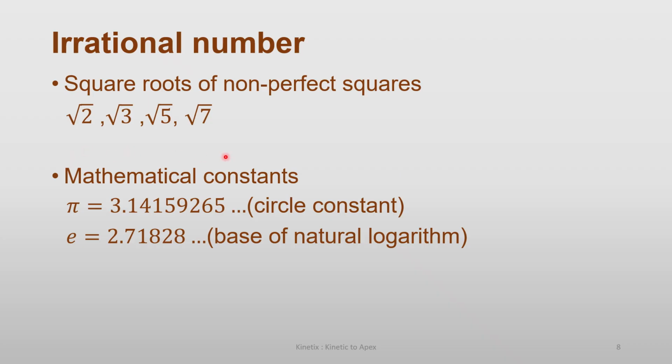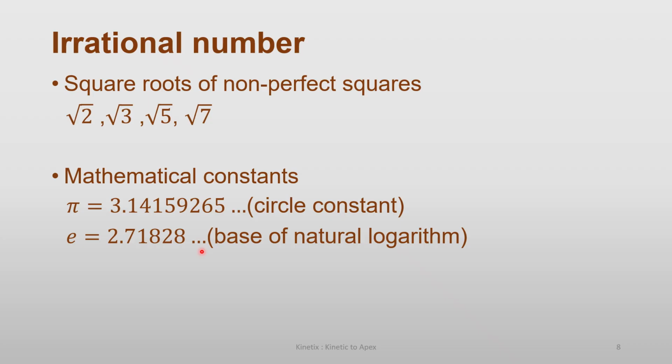Excluding these, the mathematical constants like pi that we use for getting the area or the perimeter of the circle, the value of pi is 3.14159265. Likewise, it continues. So that is an irrational number. Similarly, e, the base of natural logarithm, the value is 2.71828. Likewise, it continues. This is an irrational number.